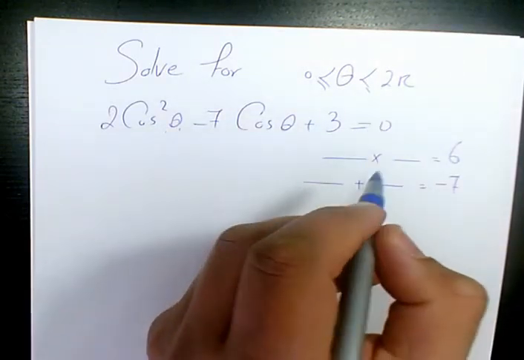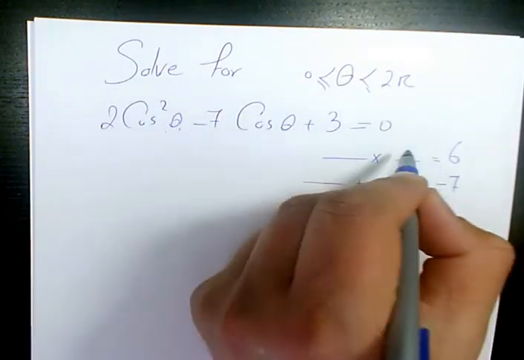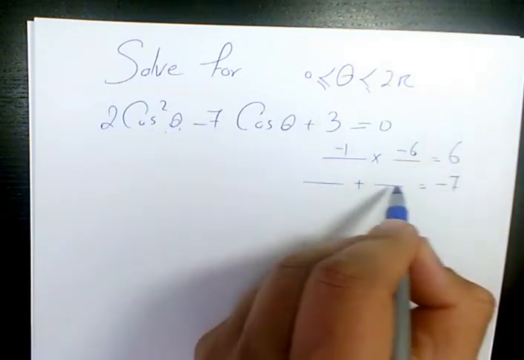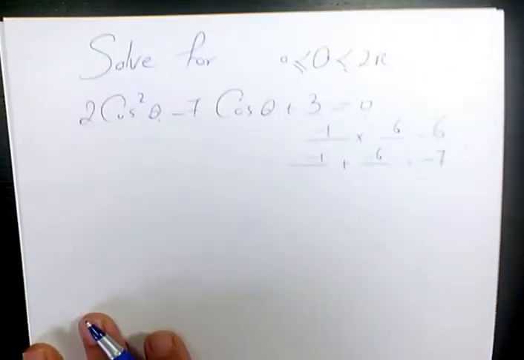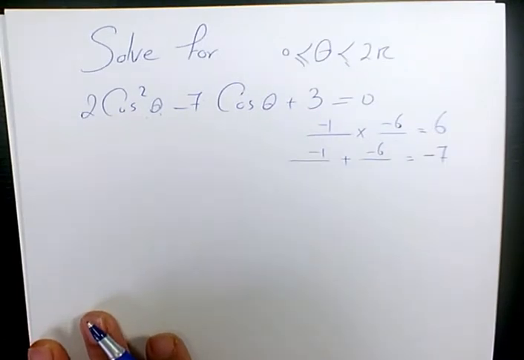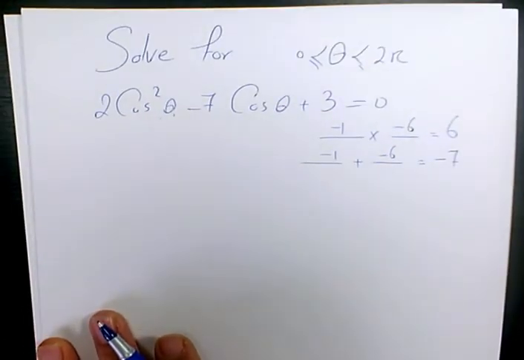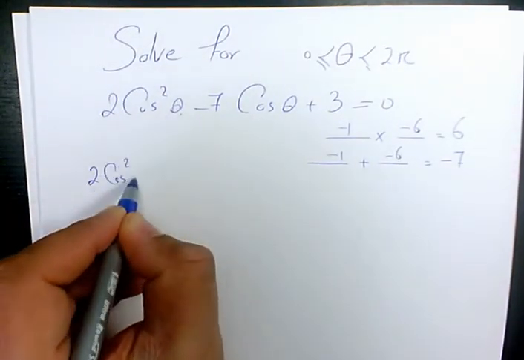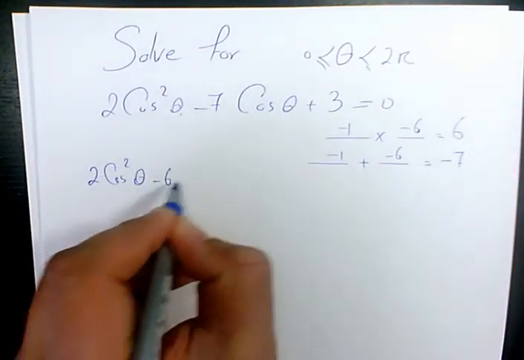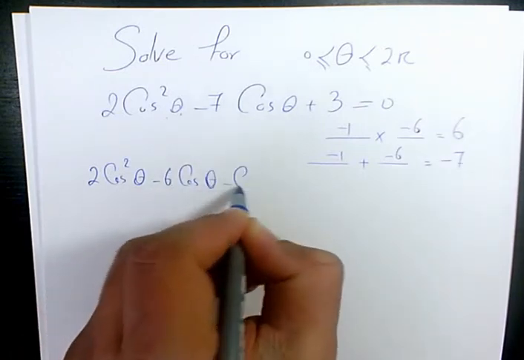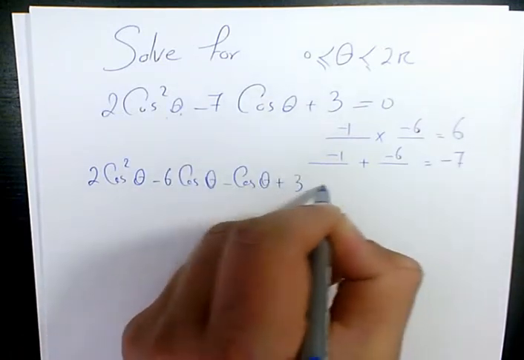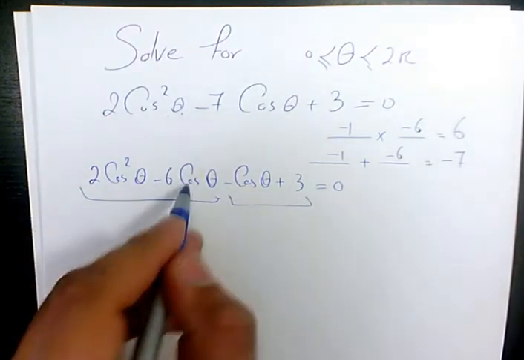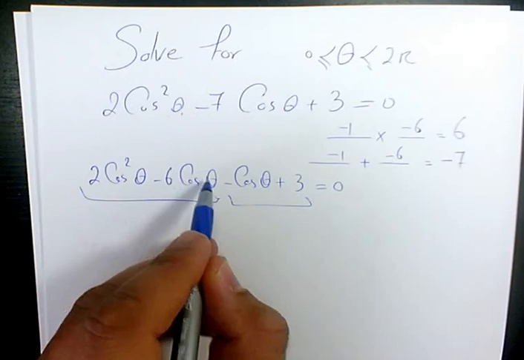So we have negative 6 and negative 1. When you multiply them, it's positive 6, and when you add them, it's negative 7. So then I can rewrite this quadratic equation: 2 cosine squared theta minus 6 cosine theta minus cosine theta plus 3 equals 0. Then you factor it like that: 2 cosine squared theta minus 6 cosine theta.